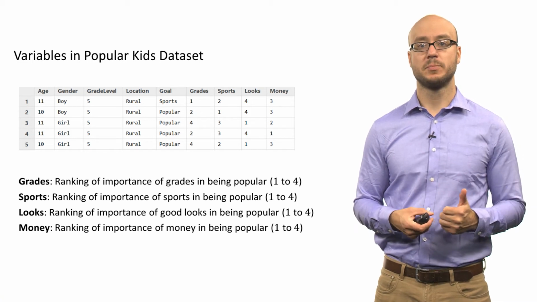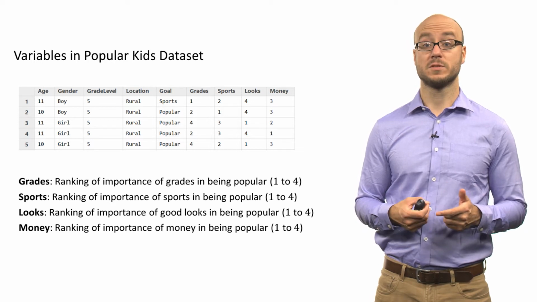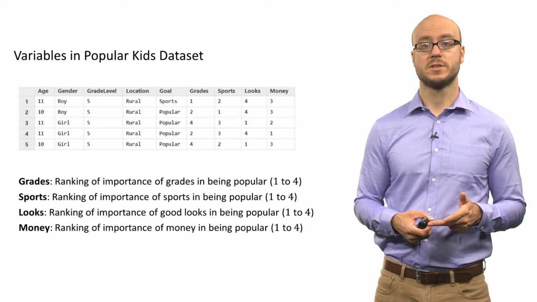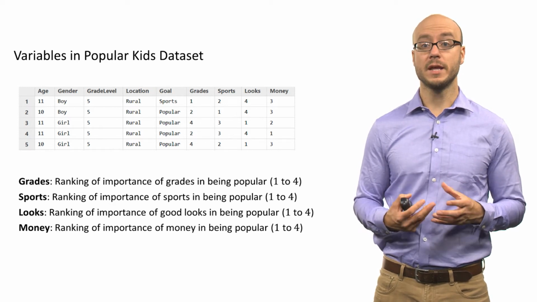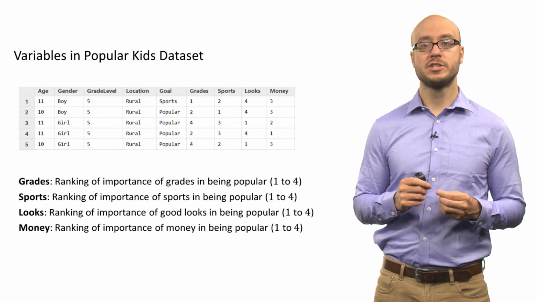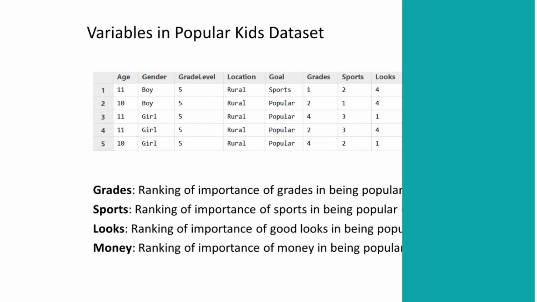Grades is simply a ranking of importance of grades for being popular. Sports is the ranking of the importance of sports. Looks is the importance of good looks or being pretty. And money is the ranking of importance of having money for being popular. Each student, each row of this data set, ranks one of these variables as 1, another variable as 2, another as 3, and another as 4. So each value for each of these variables is 1, 2, 3, or 4. So it's a numerical discrete variable, each one of those.